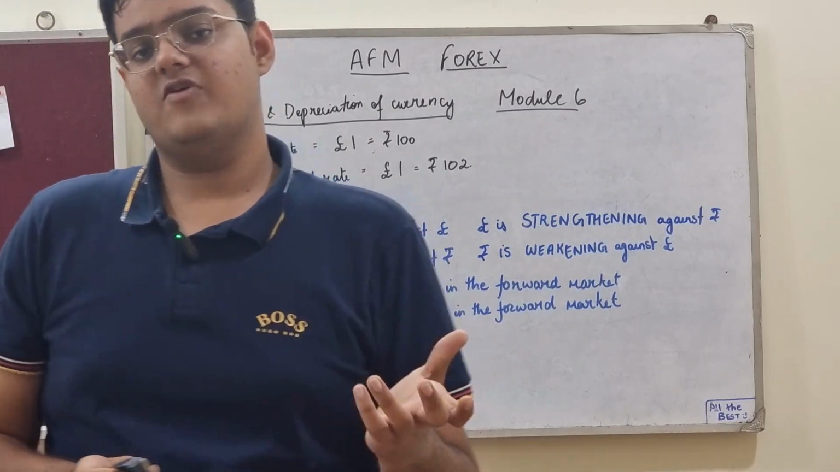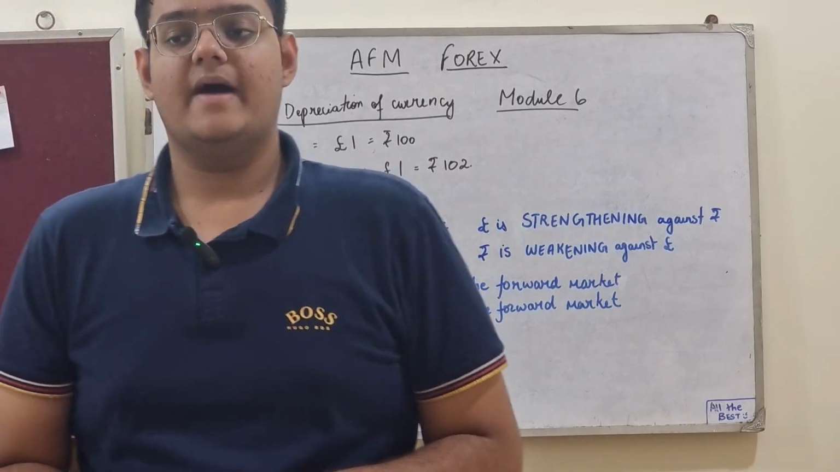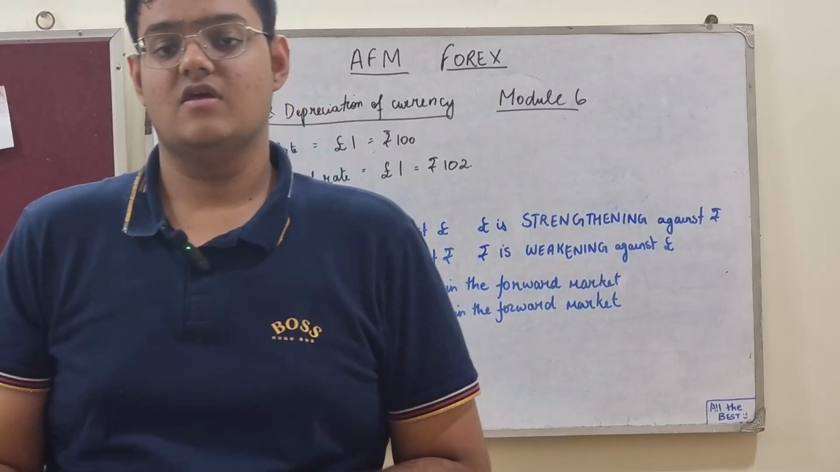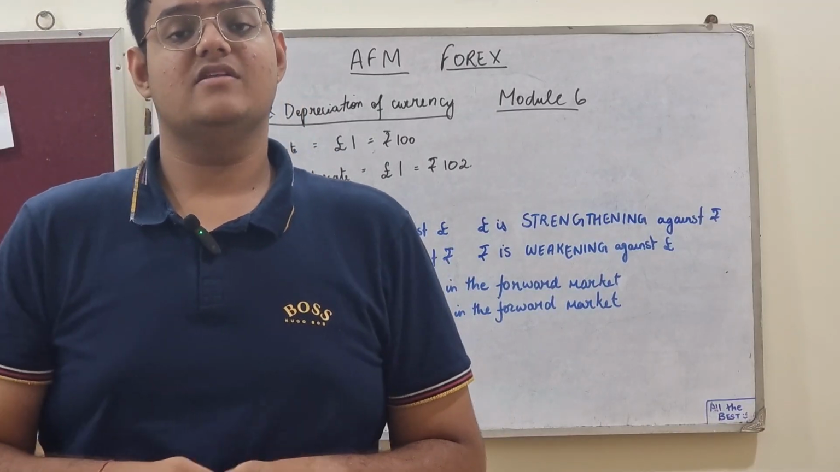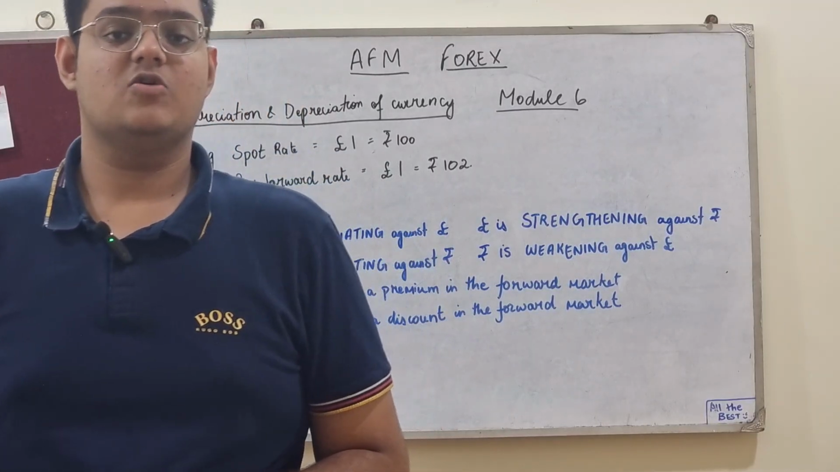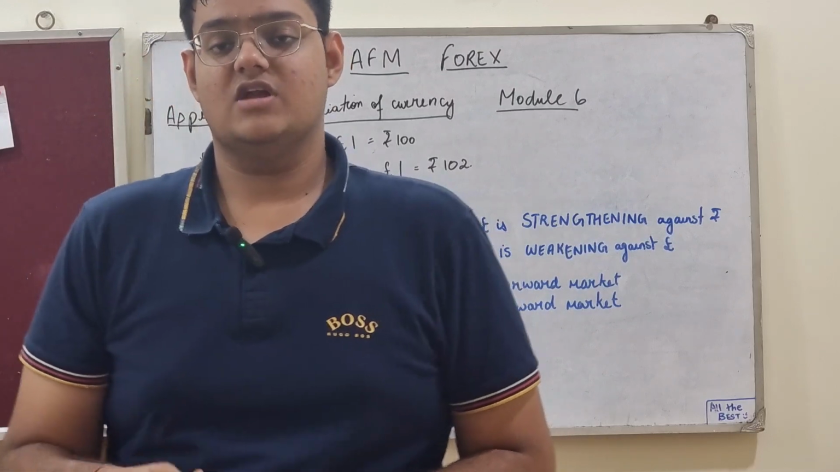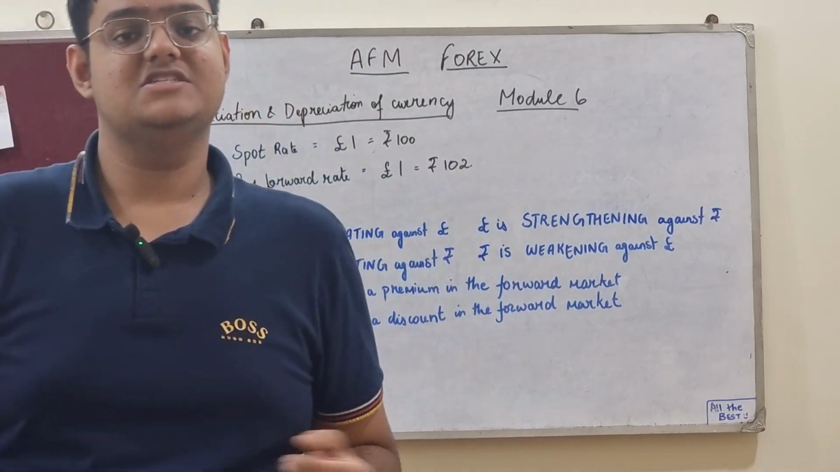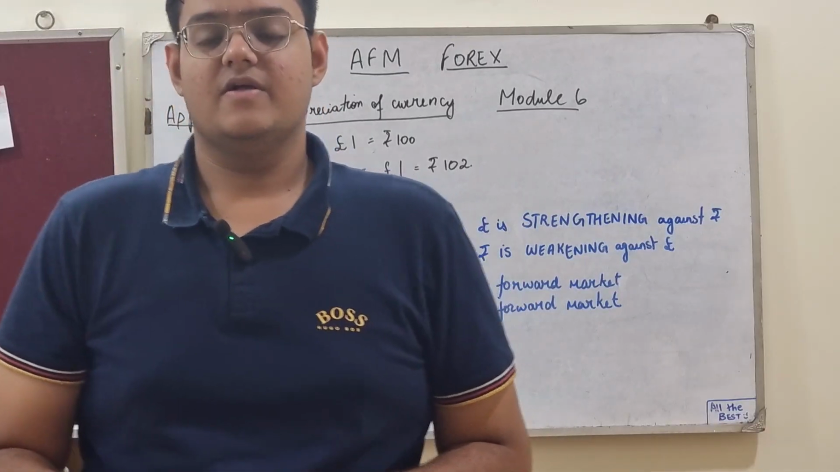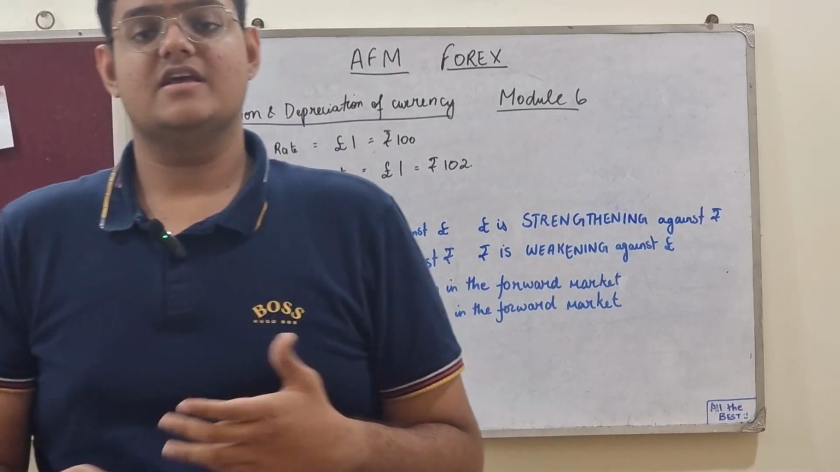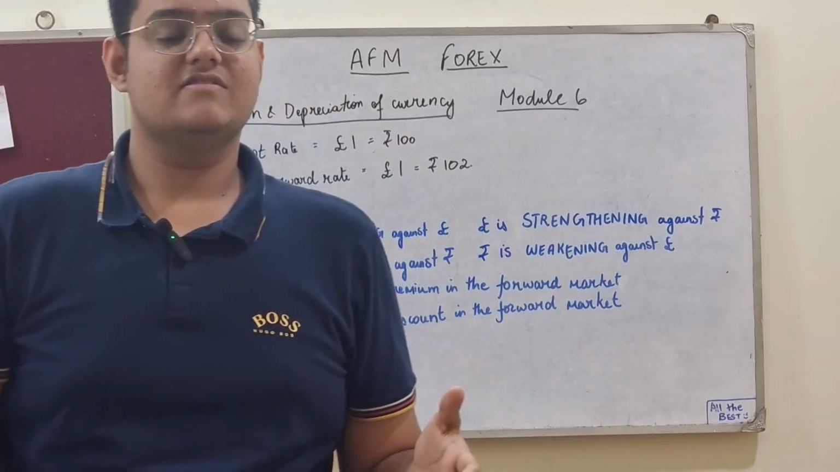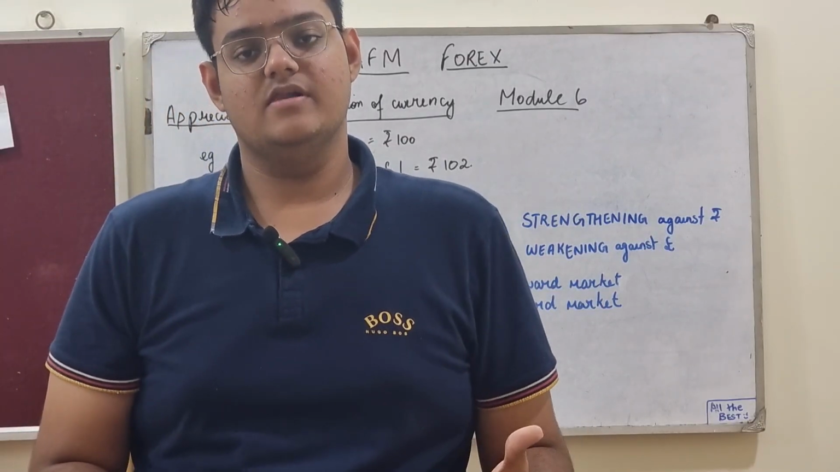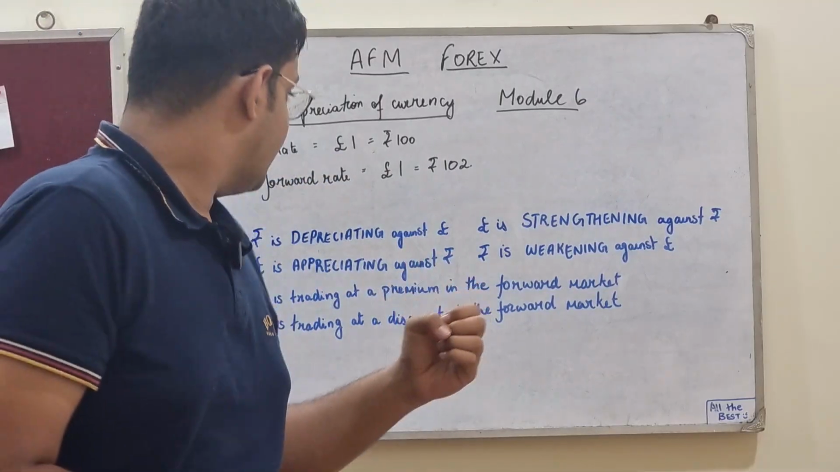For example, if last month I had to buy $10 and I had to pay 80 rupees per dollar, that would be 800 rupees. But then this month, again I need to buy the same $10, but I'm having to pay 820 for those $10. That means the rupee has depreciated against the dollar and the dollar has appreciated against the rupee. In simple terms, when we are exchanging currencies, if a currency is appreciating, that means the currency becomes more valuable.